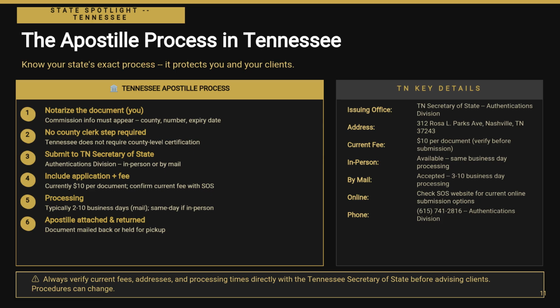When clients ask detailed questions about the submission process that go beyond your role, you can confidently direct them to the SOS office. One thing many beginners overlook: the fee and processing information on this slide reflects what is current at the time of this recording.